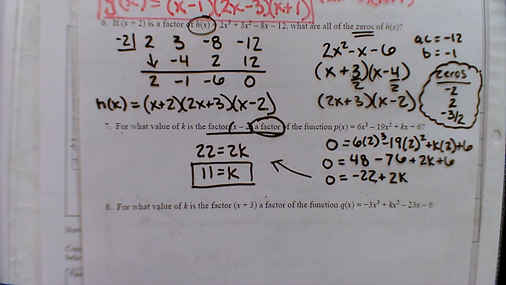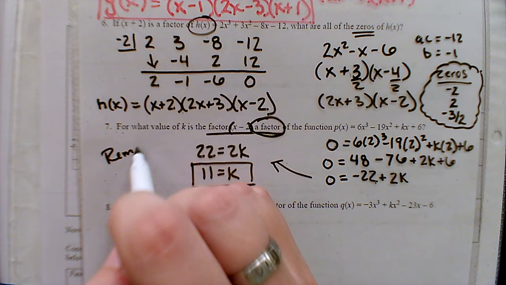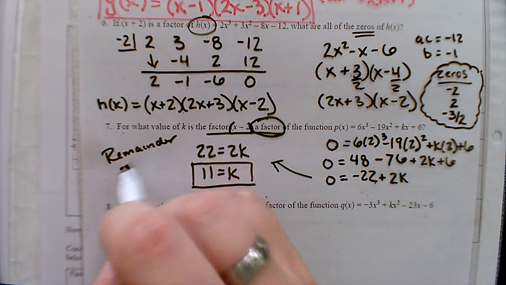Okay, so in order for this divisor of x minus 2 to be a factor, aka go in evenly, the k value must be 11. If it's anything else, it won't divide in evenly, so it wouldn't be a factor. So that's utilizing the remainder theorem, something we talked about a few days ago.